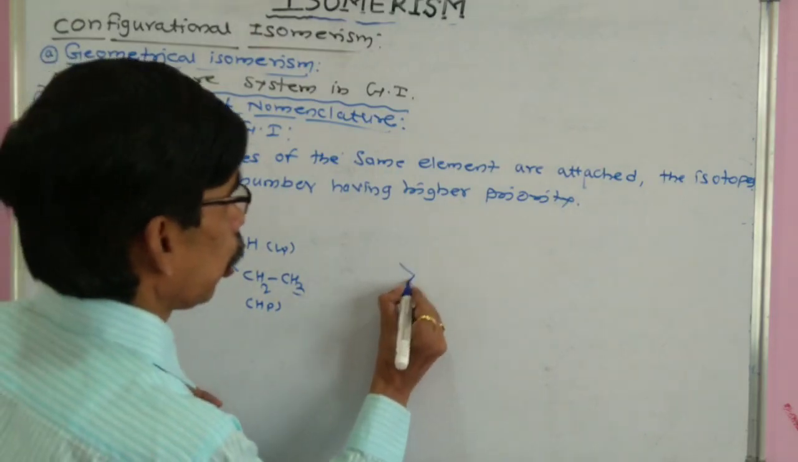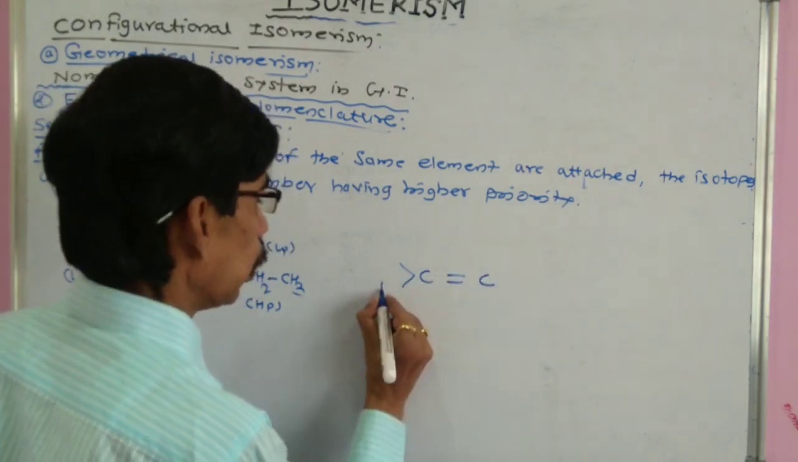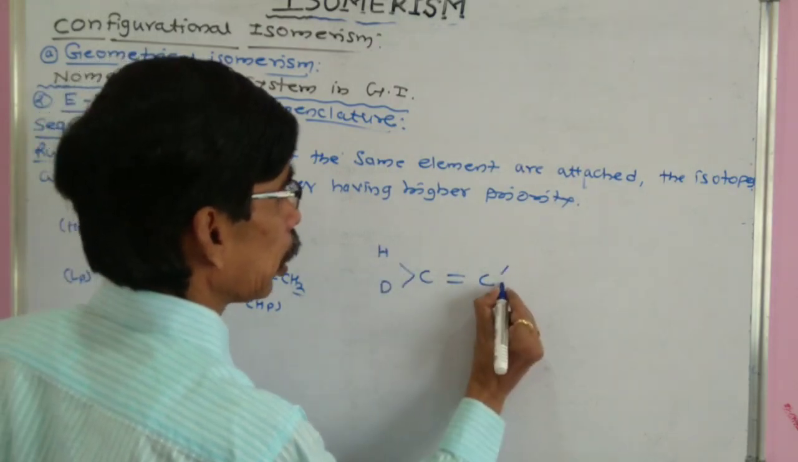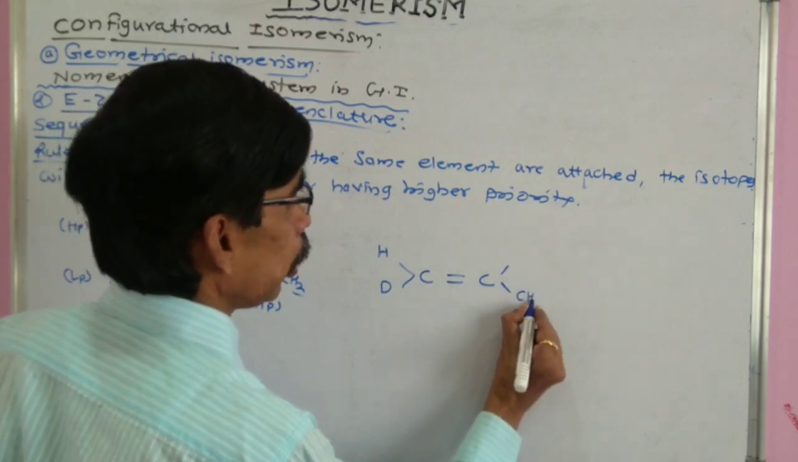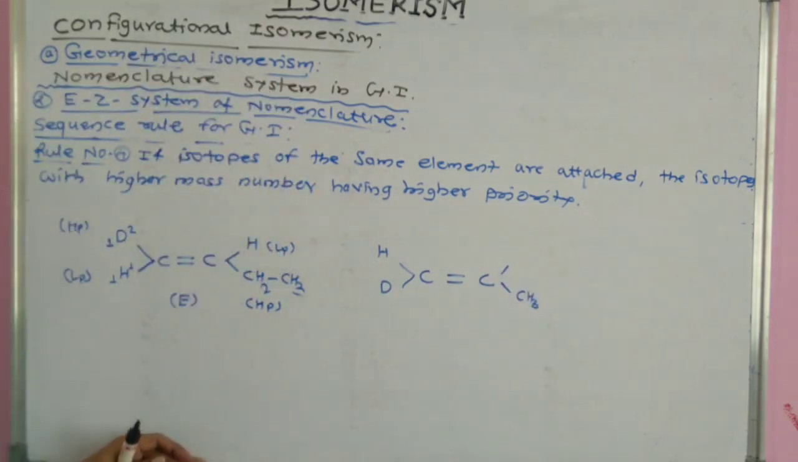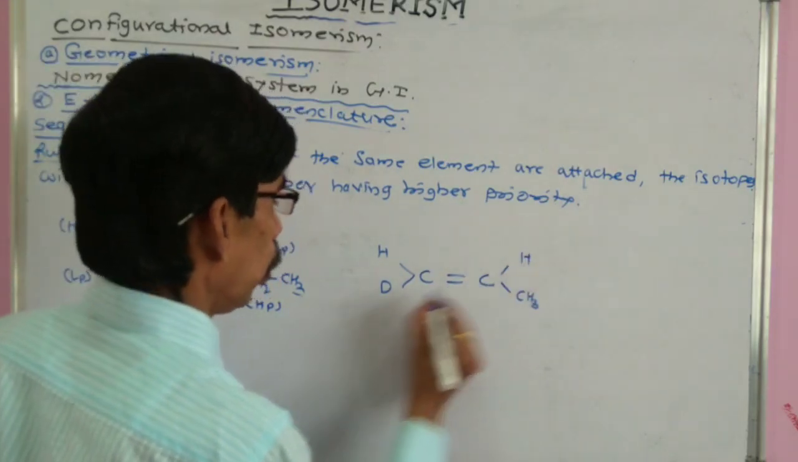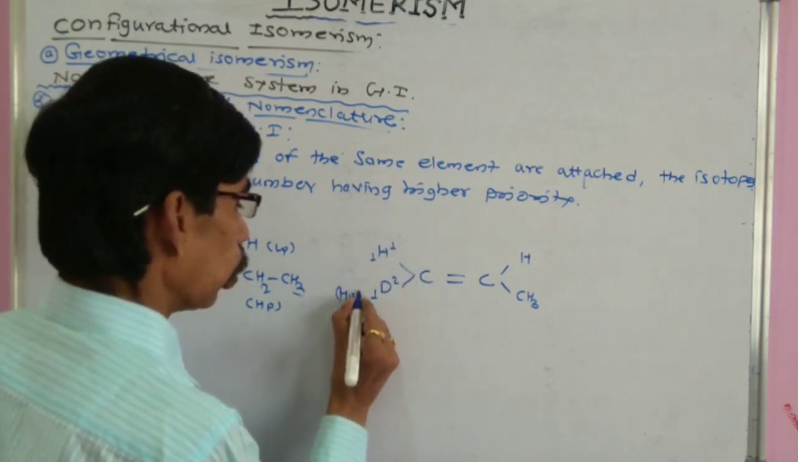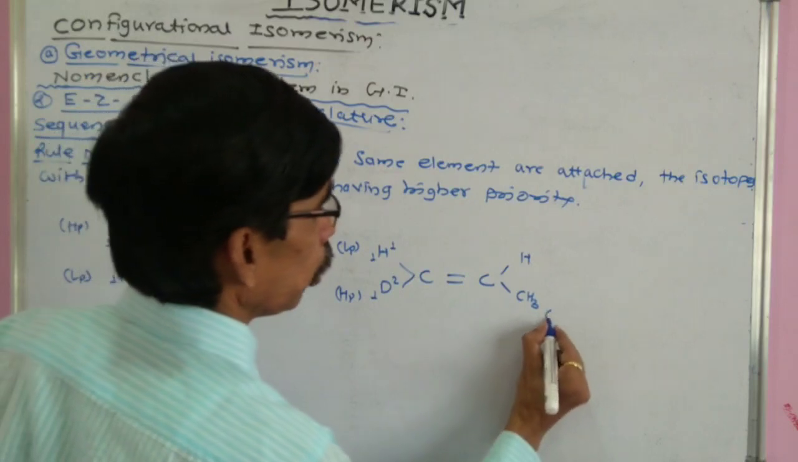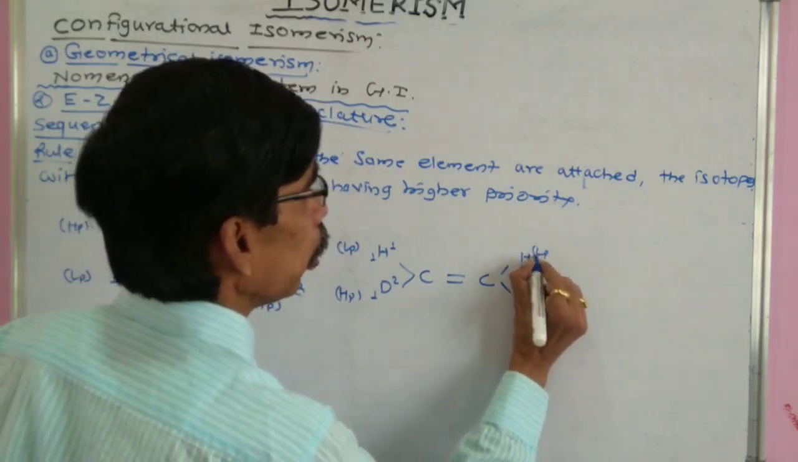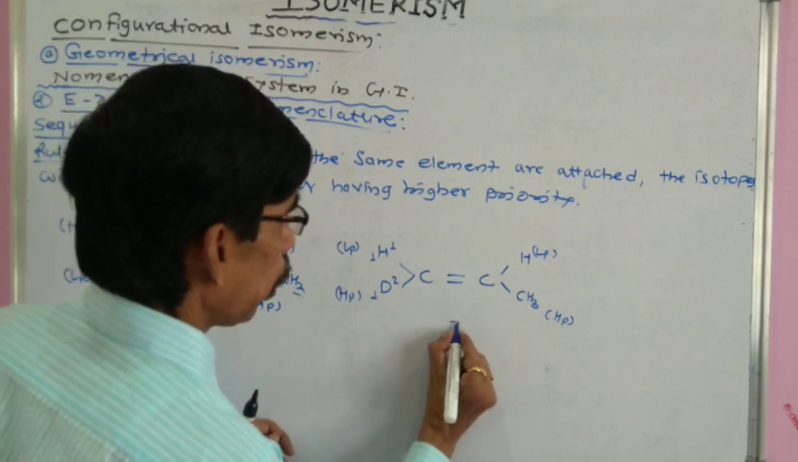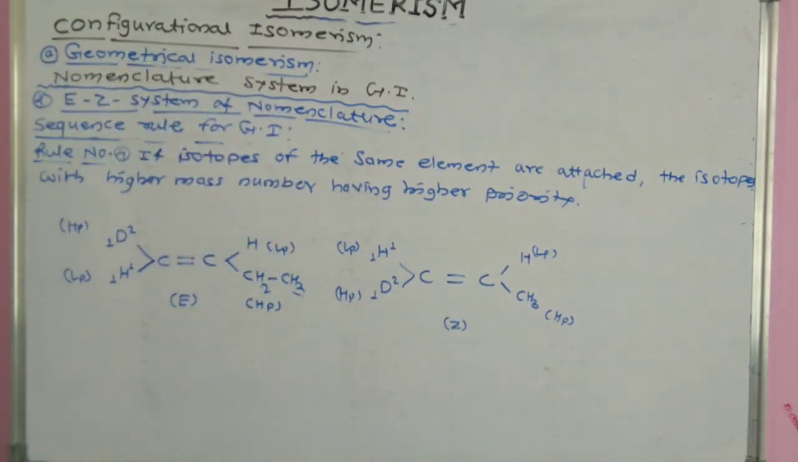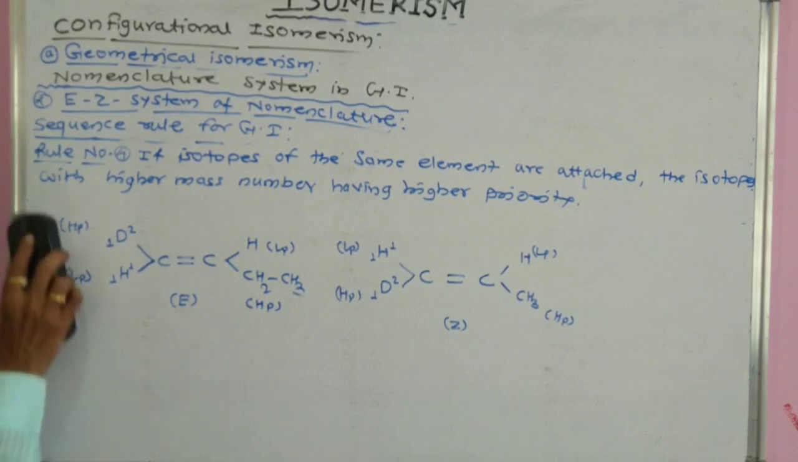Another example of C double bond C. Now this is the H, now this CH3 and H. This is the higher priority group and this is the lower priority group. This is the higher priority group and this is the lower. So the higher priority groups are on the same side of the double bond. This is denoted by Z. So this is rule number 4: if isotopes of the same element are attached, then the isotope with the higher mass number has the higher priority.